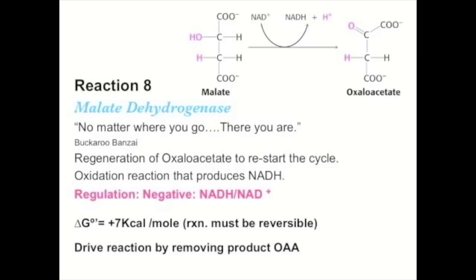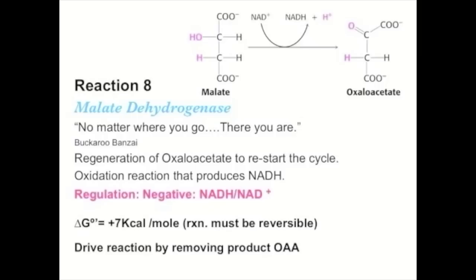This enzyme is downregulated by a high NADH to NAD+ ratio. Now this reaction is unusual in that it has a standard free energy change of 7 kilocalories per mole, and we drive this reaction forward by removing the product, oxaloacetate. And so let's think about this for a minute. Oxaloacetate can be removed by making citrate. When there are sufficient quantities of acetyl-CoA, oxaloacetate will condense to form citrate, and so the molar concentration of oxaloacetate will decrease, and this will drive reaction 8 forward.